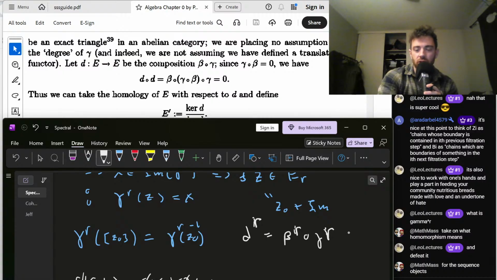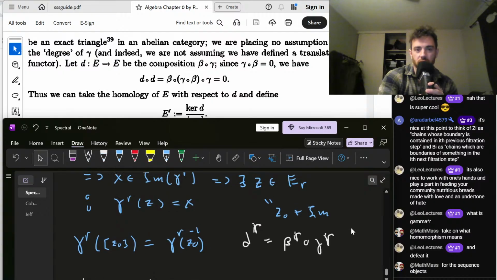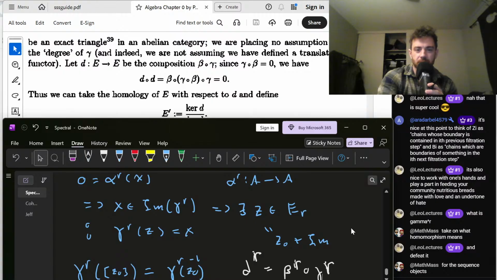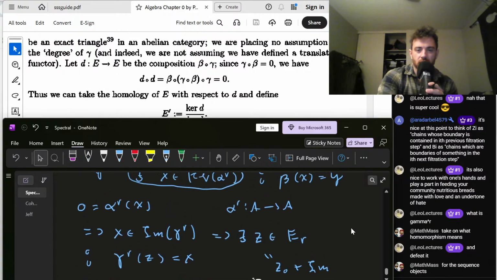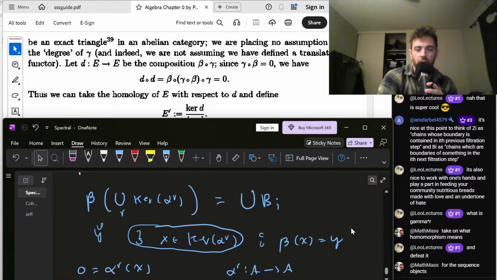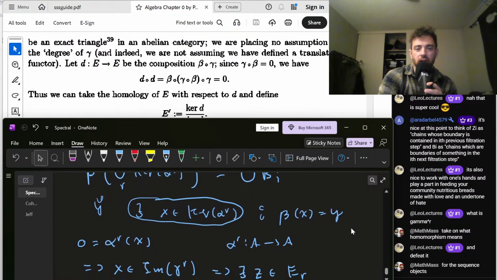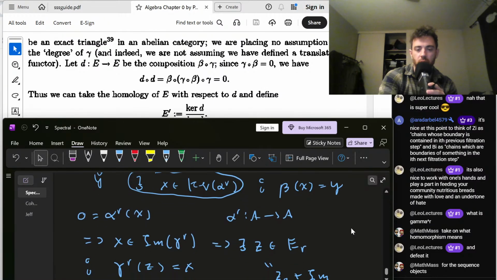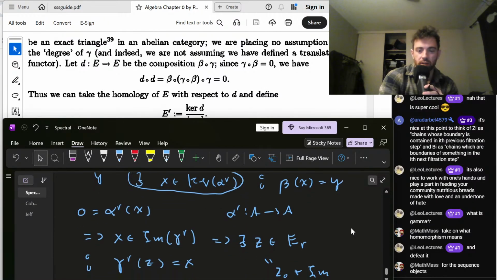For the sequence objects? I'm sorry, math, but I have no idea what you're talking about. I mean, in this case, we're just working in an arbitrary abelian category. So the morphisms are whatever the morphisms are. But if you like, you could think of them as modules. That's a module homomorphism.